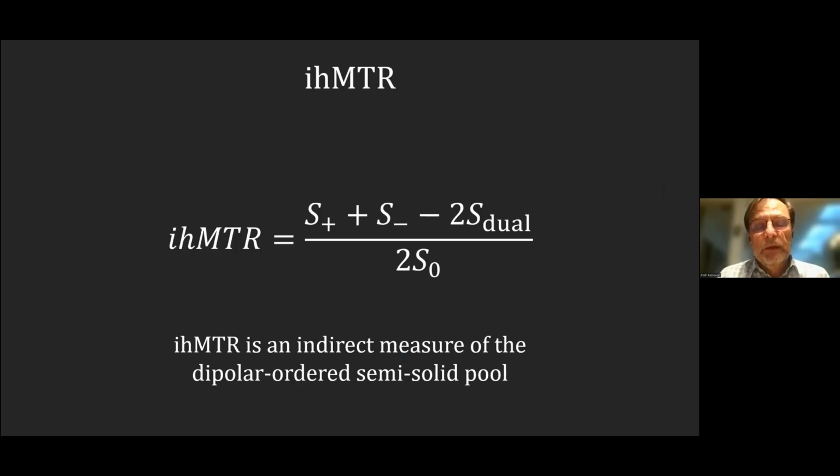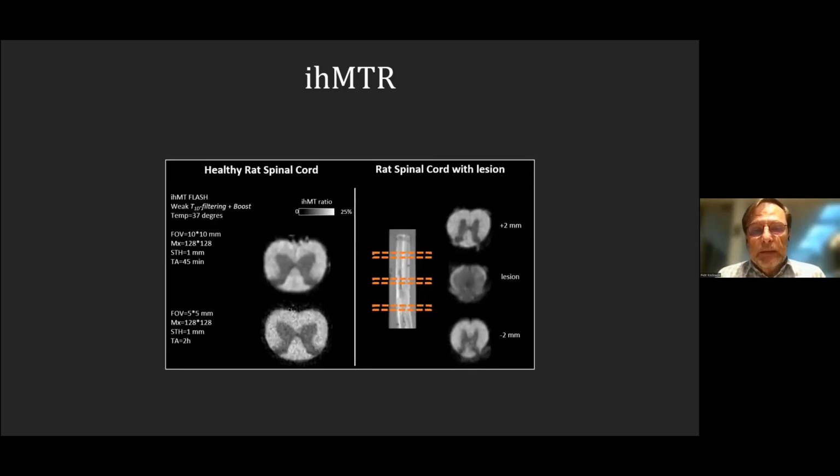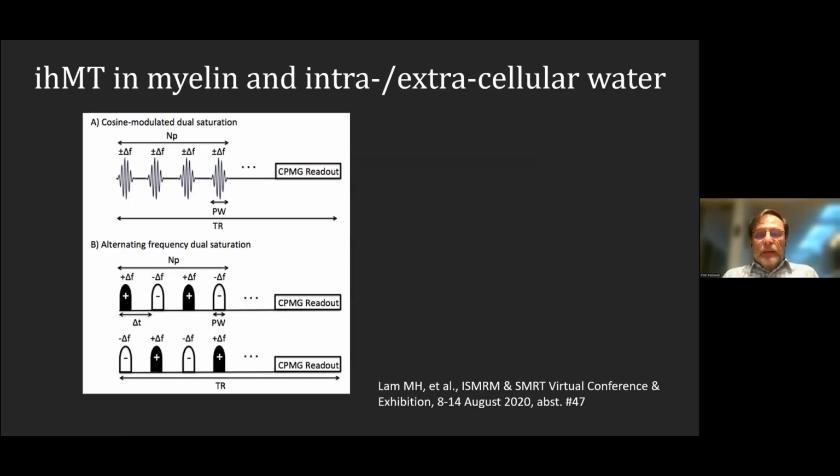So just like with MT, we can calculate the ratio using a similar equation. And here are some examples from our lab showing the IHMT ratio maps here on this side, and here there are some examples from the cord with injury in the middle, and you can see that indeed there's a very nice contrast between white matter and gray matter, and also in the lesion site we can see that the IHMT ratio is actually lowered.